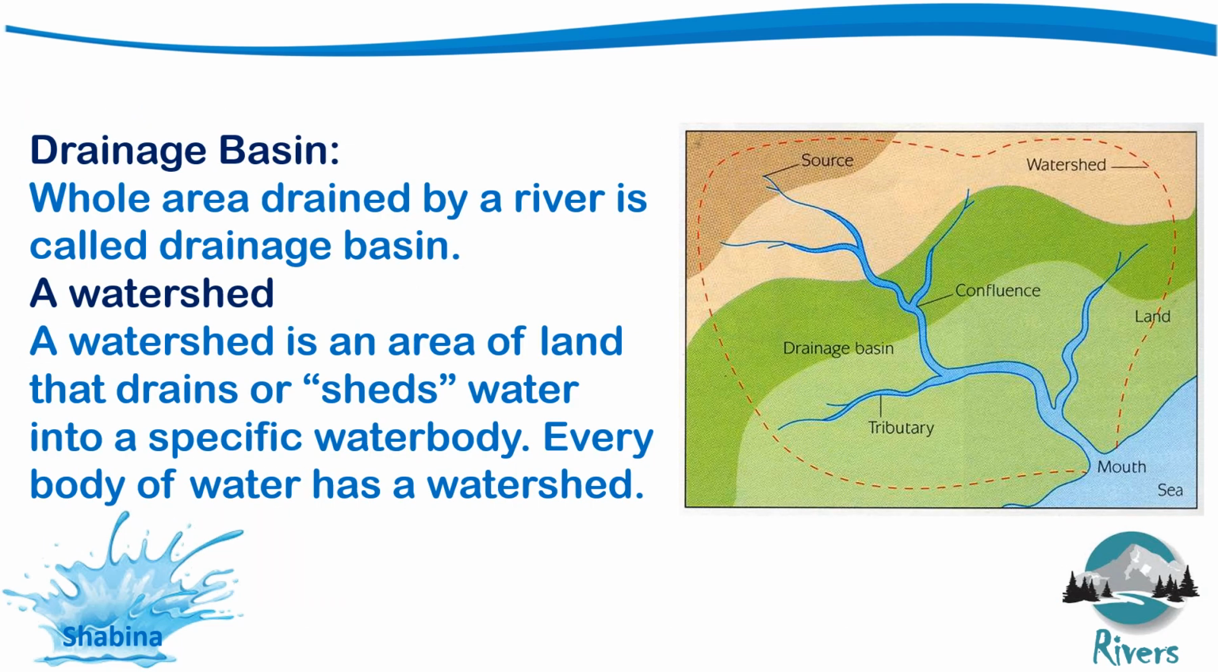Now, drainage basin. Whole area drained by a river is called drainage basin. And watershed. Watershed is an area of land that drains or sheds water into a specific water body. Every body of water has a watershed. Mean watershed is the area in which water flows.